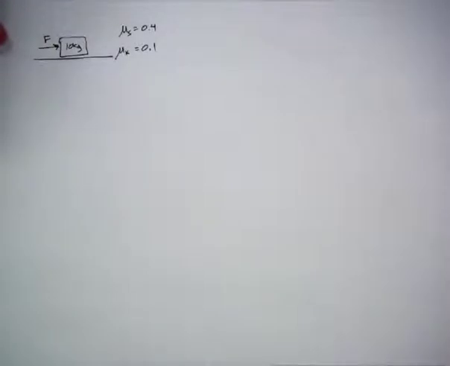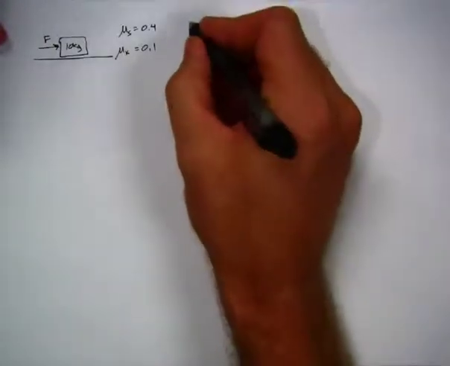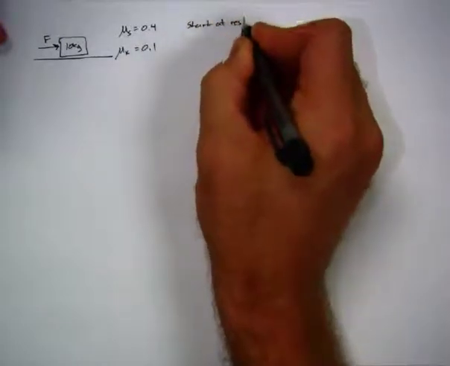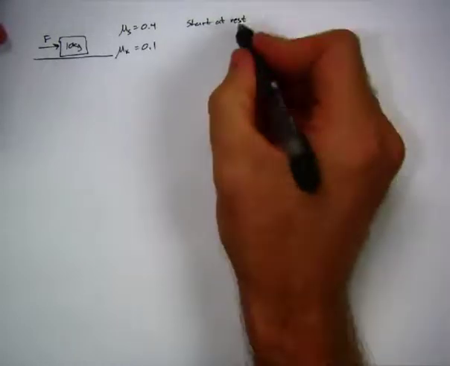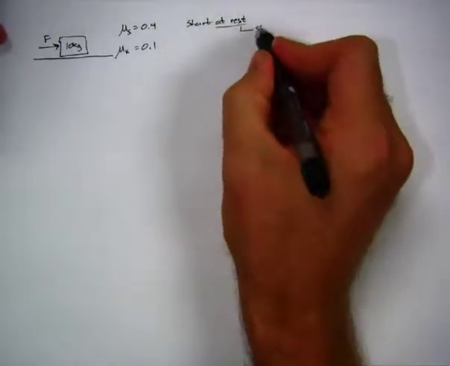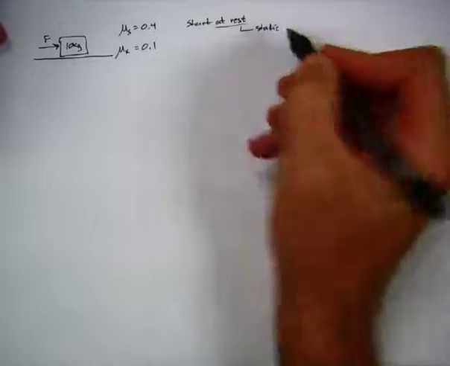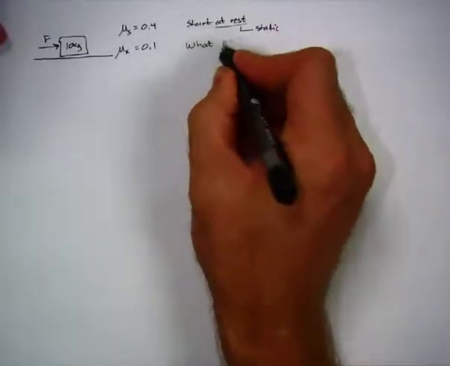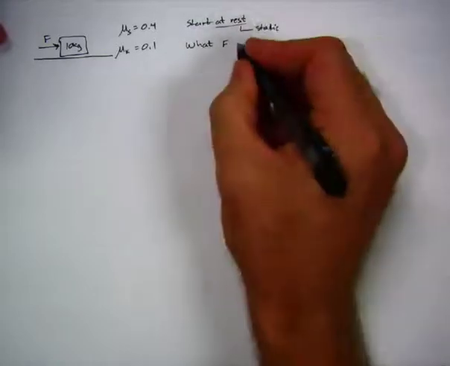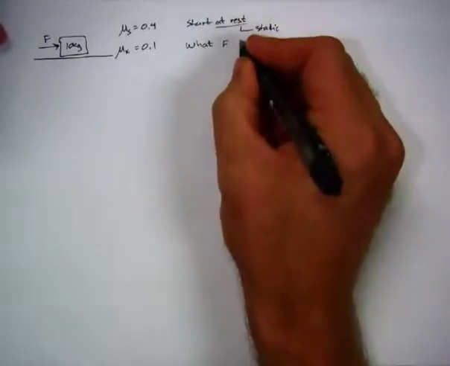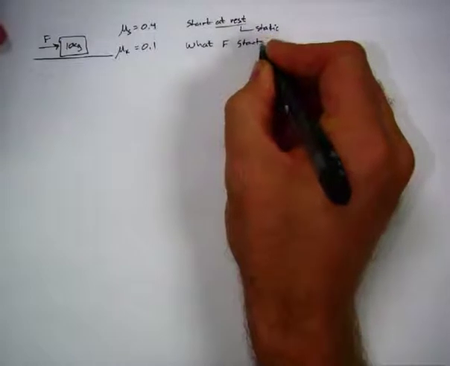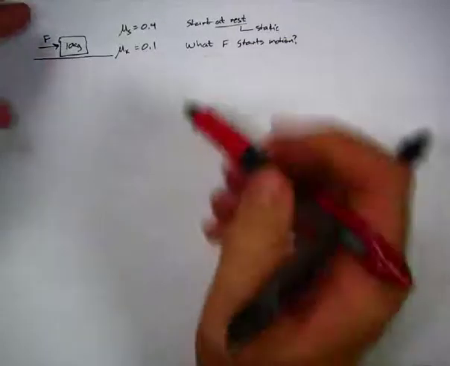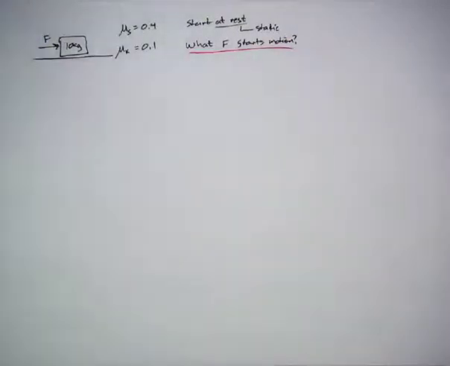All right, so in terms of the problem, let's start at rest. So the box is not moving right now. Since the box is not moving at rest, that means we are in the static realm. And the question is, what force is required in order to cause the box to start moving? So what force starts motion? All right, that's going to be our question. How do we figure out what that force is?